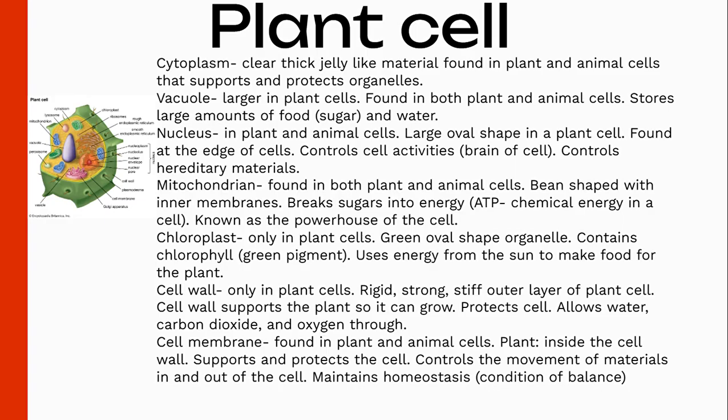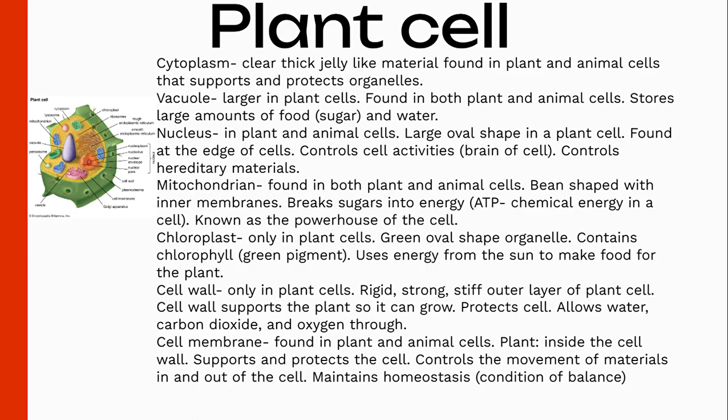We have plant cells to start expanding on the idea of the cell. So plant cells contain a cytoplasm, which is clear, thick jelly-like material that is also found in animal cells that supports and protects the organelles within the cell. Vacuole, which is larger in plant cells than it is in animal cells. It stores large amounts of food or sugar and water.